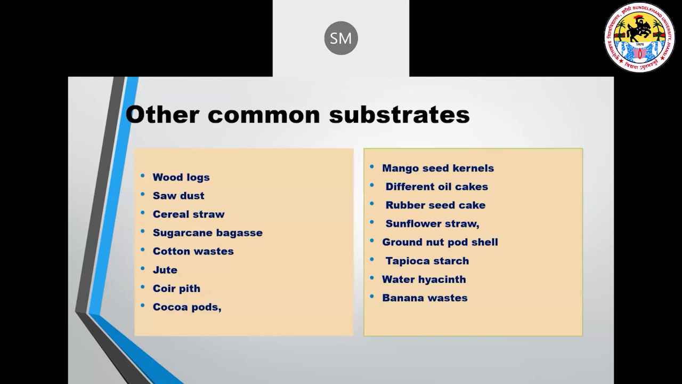Other common substrates are wood logs, sawdust, cereal straw, sugarcane bagasse, cotton waste, jute, wire pith, cocoa pods, mango seed kernel, different oil cakes, rubber seed cake, sunflower straw, groundnut, oat shell, tapioca starch, water hyacinth, banana waste, and lastly, I can say that whatever substrate is available in your backyard, you can try it for growing the Western straw. Okay.